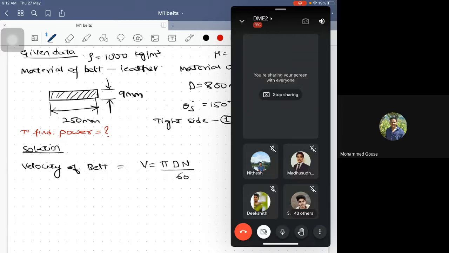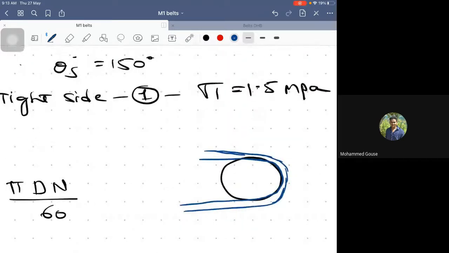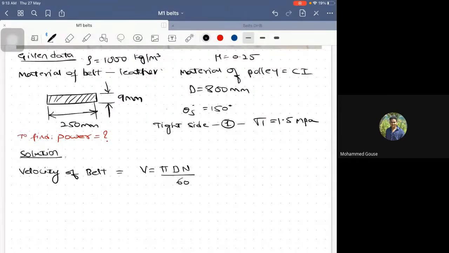So this is the formula when you consider the velocity to be directly from the diameter. When you consider a pulley like this, this is the diameter of the pulley. You have to consider the thickness of the belt also, isn't it? D plus T. So both the things you have to consider. Remember, whenever the value of thickness is given, you have to consider the thickness in calculating your velocity.